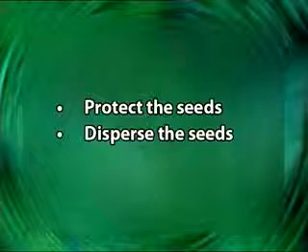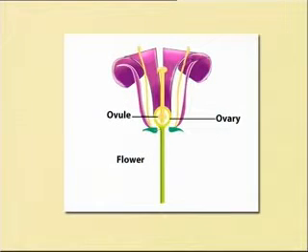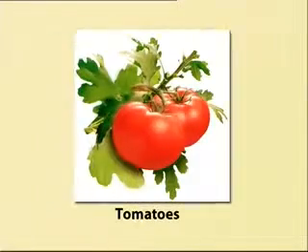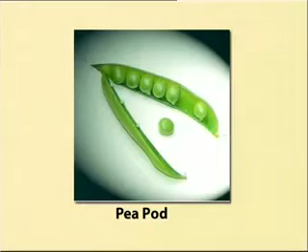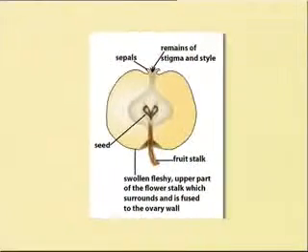maturation. Although most fruits develop from the ovary, in fact fruits that consist of ripened ovaries alone, such as the tomato and pea pod, are called true fruits, while fruits that consist of ripened ovaries and other parts, as in the apple, are called accessory fruits or false fruits.